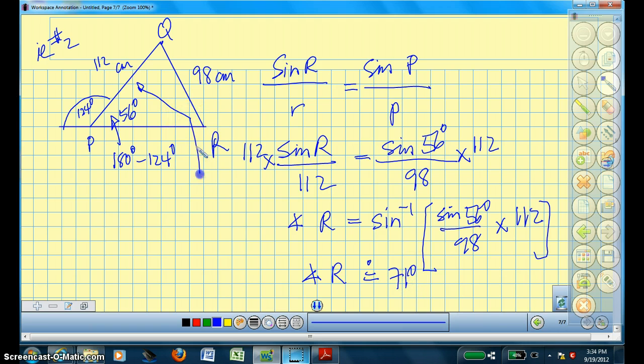So this angle here, 71 degrees. And now finding angle Q just becomes an exercise of subtraction. So angle Q is equal to 180 minus 56 minus 71 and equals 53 degrees.